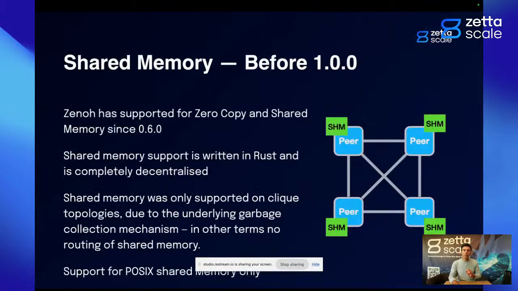So let's start to review what was available in Zenoh up to 1.0, and let's try to understand why we decided to expand and extend what we had there. As I was mentioning, Zenoh had support for zero copy and shared memory since version 0.6, which is a couple of years old. The entire shared memory support is written in Rust, and it is completely decentralized. This is a big difference with respect to many of the other frameworks, where usually you have a centralized daemon that manages the shared memory.